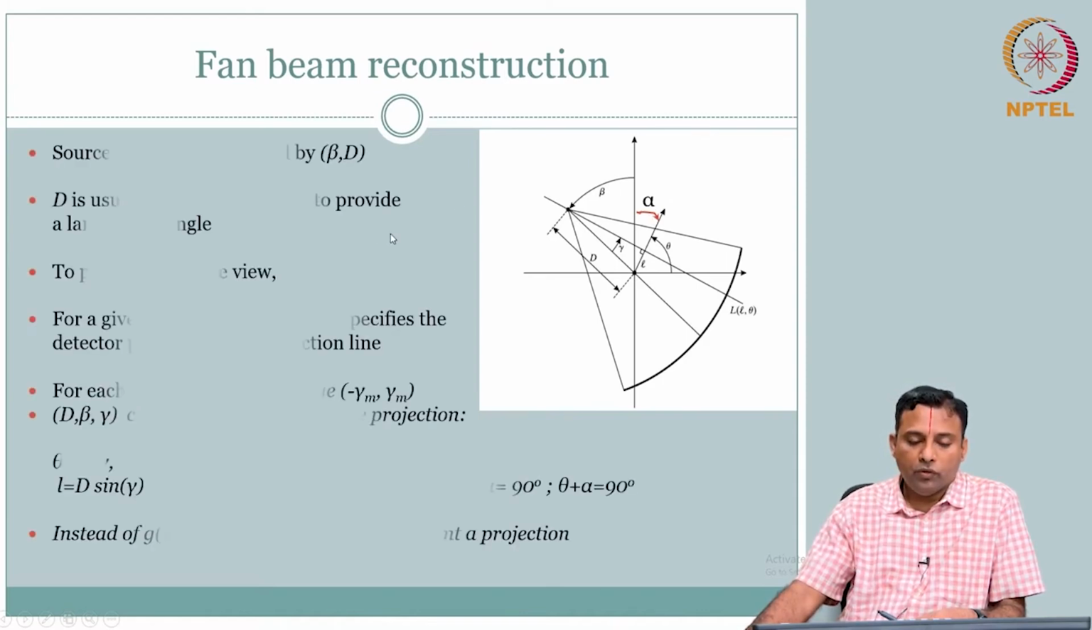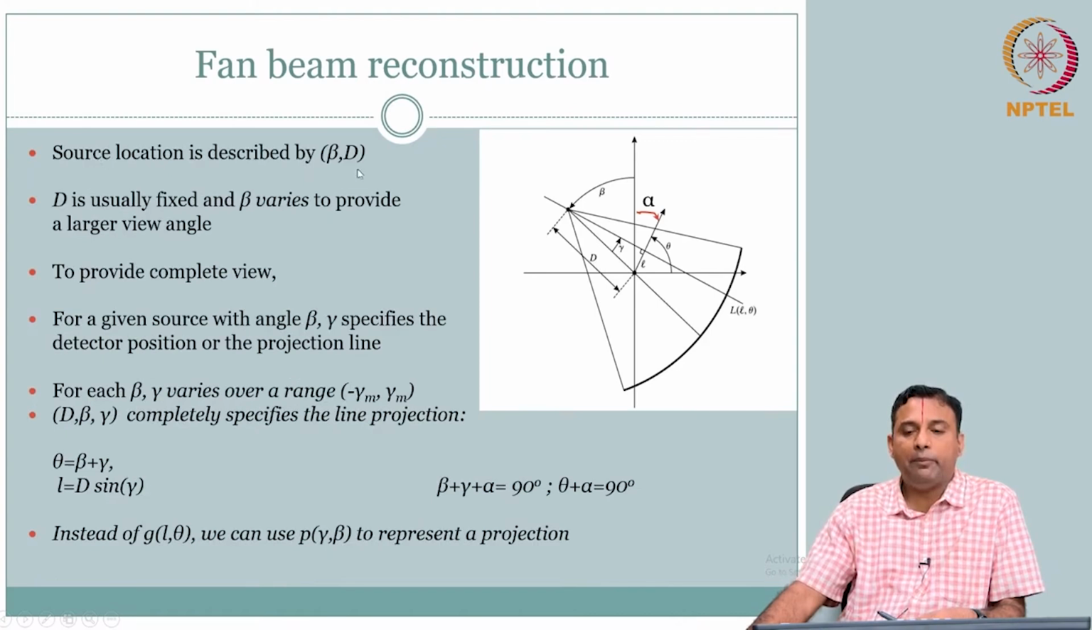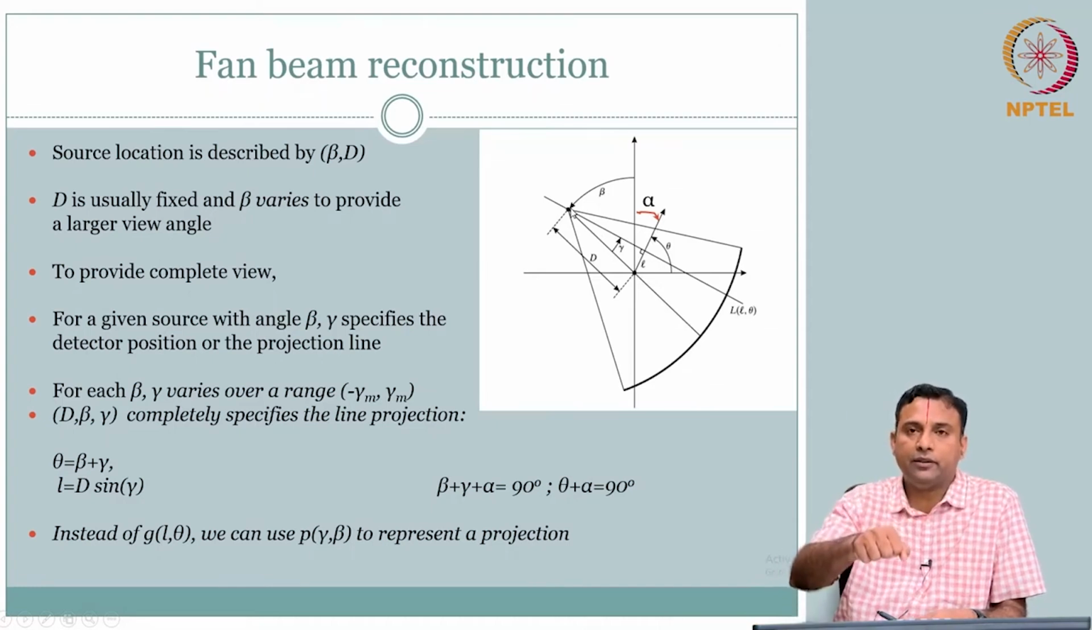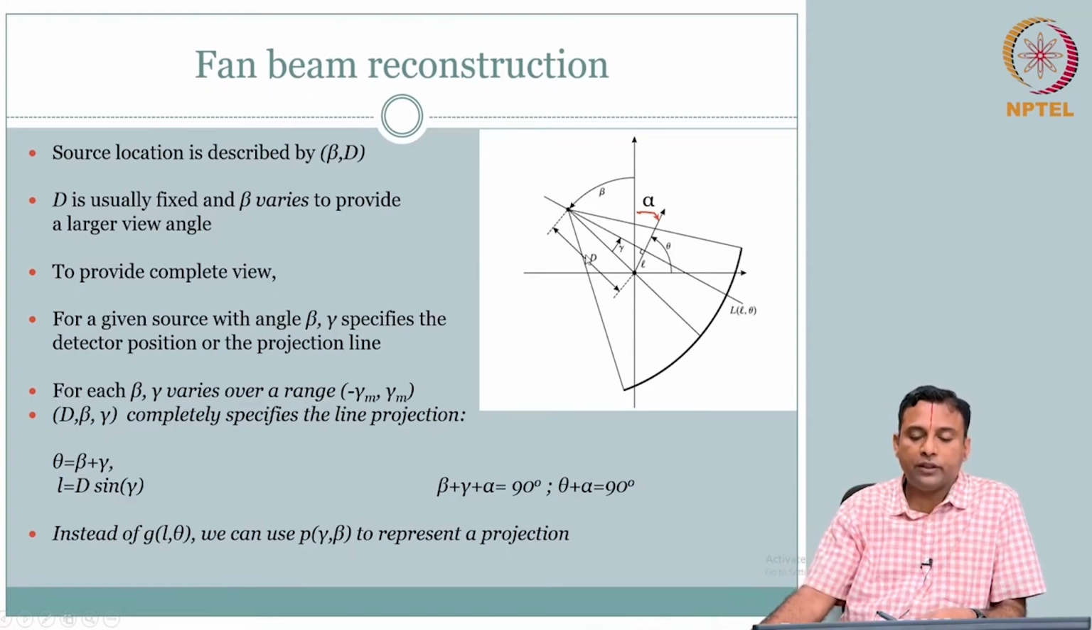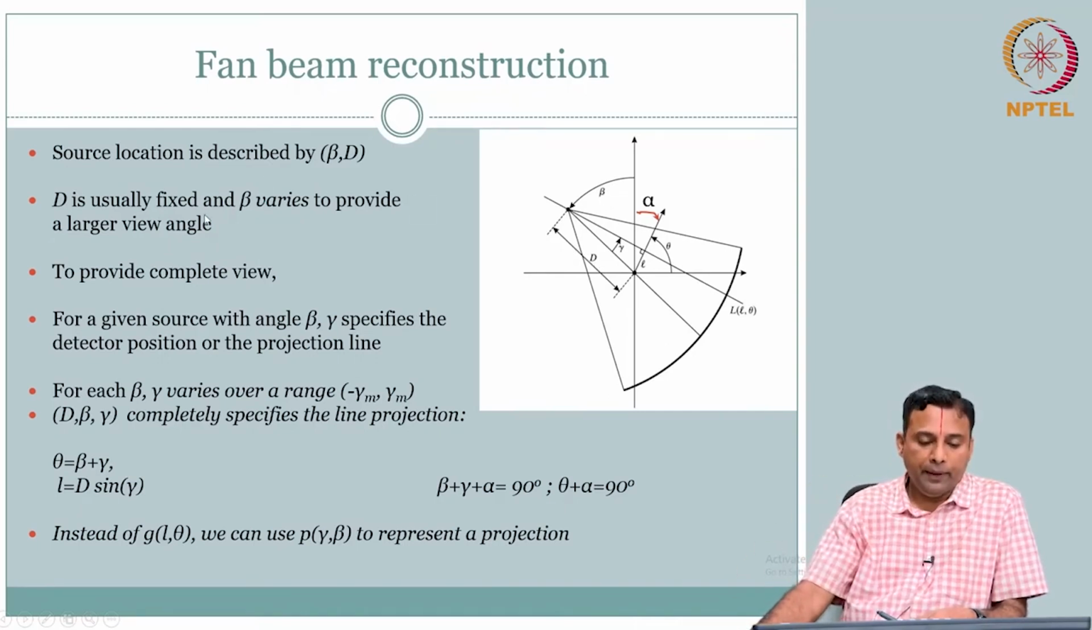So what we have is a source described by the angle and how far it is located from the isocenter. Usually this is fixed, right, because the gantry is there and the patient is sitting. So usually the D is fixed, but you can change your beta. Coverage can be increased or decreased depending on the beta. So to provide a complete view, what do you need? I need to be able to rotate around the patient. So I can get a complete view by beta taking 0 to 2 pi.